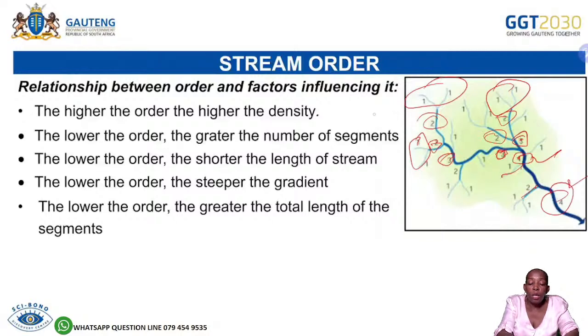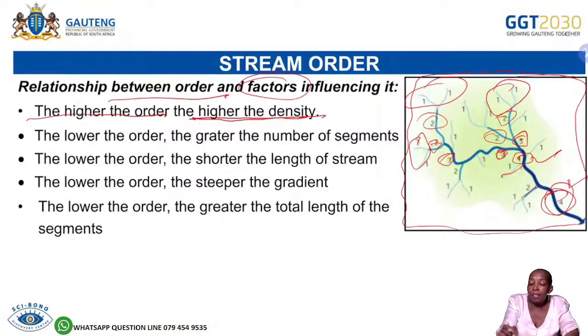So what do you have to show understanding of? The relationship between the order and the factors that influence it. So the higher the order, the higher the density. So you can see that there are too many streams in this whole drainage basin that we are looking at there. So the higher the order, which is order number 4 there, it's because of the higher density. So the more streams that we have, they would result in the change of the order. So the stream order will end up being higher there.